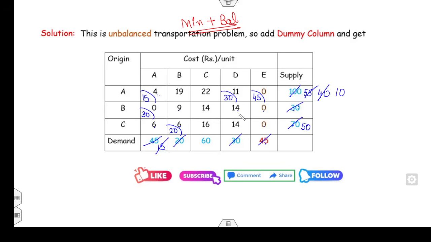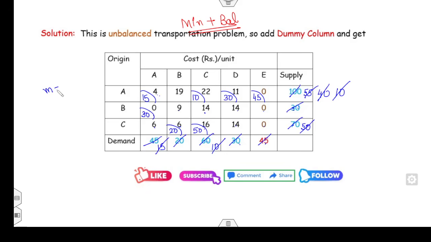Next number is 14, but there is no demand. Corresponding to this 14, again, there is no supply. 16, there is no supply. Fine. Then it will be 16. 16 will be 50 and 60. So that number is 50 and now 10. And the last number is 10 and 10 is my allocation.